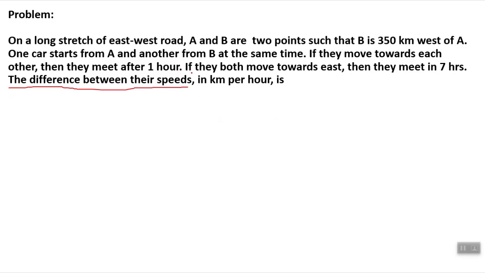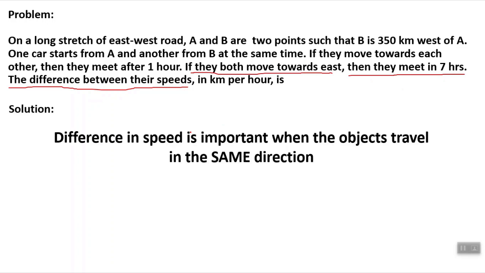So all that you need to know is when they move towards east, they meet in 7 hours. So one car overtakes the other car. The distance between these 2 points is 350 kilometers, and the overtaking was done in 7 hours. So the difference between the speeds is absolutely the most trivial, which is 50 kilometers per hour. That's the answer.